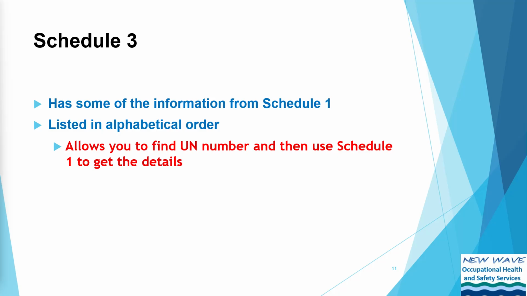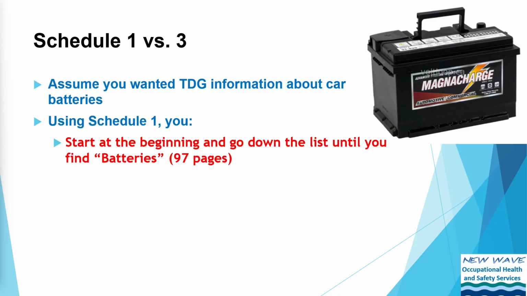In addition to Schedule 1, there's Schedule 3. This schedule has some, but not all, of the same information as Schedule 1. or if it is listed in alphabetical order. This allows you to find the UN number in Schedule 3 and then use that number in Schedule 1 to get the details. So when would you use which schedule? Let's take an example. Assume you wanted TDG information about car batteries.